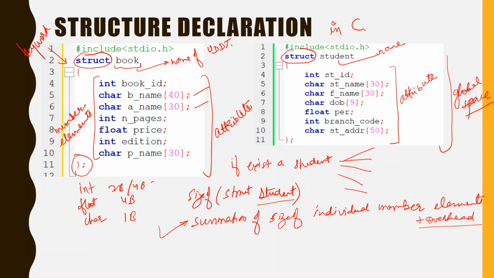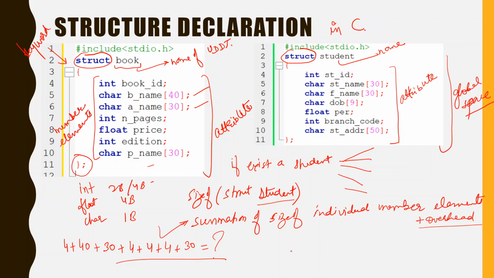That is, if we calculate the size of this particular structure book, we have first an integer, which will take 4 bytes, then we have a character array of 40 size, so that would be 40 bytes. Then we have a character array of 30, then 30 bytes. Then n pages is an integer, so 4 bytes. Then a float would be 4 bytes, then an integer would be 4 bytes, and then a character array of 30 bytes. So the summation of all this will be the size of structure book.